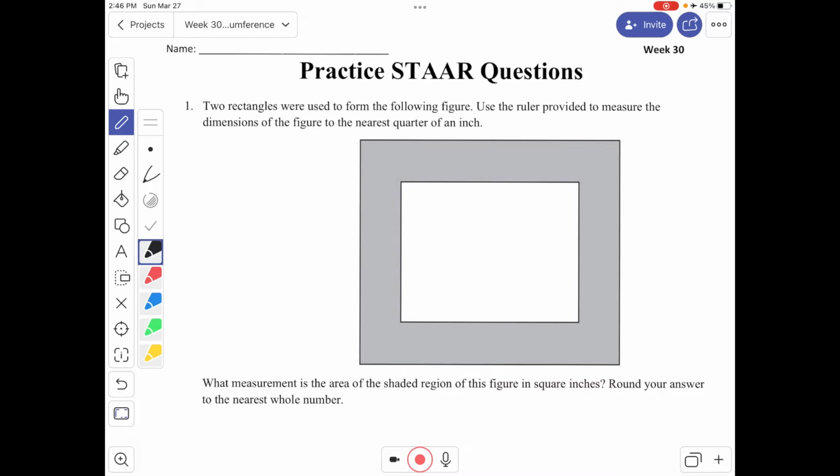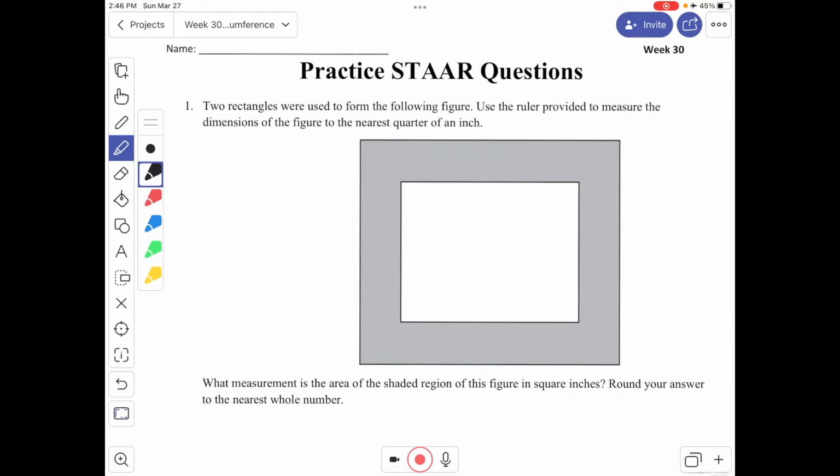2 rectangles were used to form the following figure. Use the ruler provided to measure the dimensions of the figure to the nearest quarter of an inch. What measurement is the area of the shaded region of the figure in square inches? Round your answer to the nearest whole number.